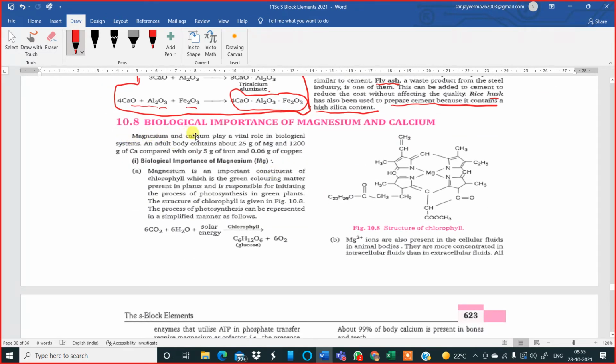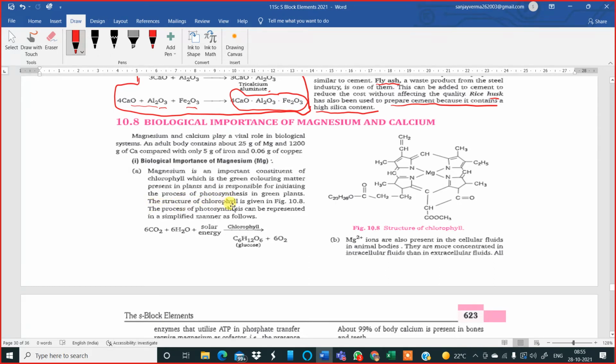Now, magnesium and calcium play a very, very important role in biological systems. An adult human body contains about 25 grams of magnesium and 1200 grams of calcium compared with only about 5 grams of iron and 0.06 gram of copper. Magnesium is an important constituent of chlorophyll, which is the green coloring matter present in plants and is responsible for initiating the process of photosynthesis, which I've learned in biology.